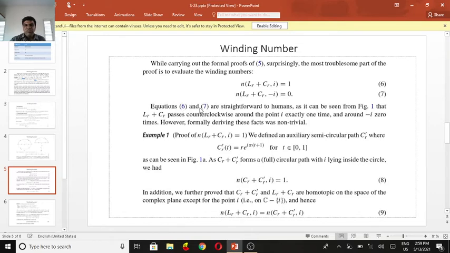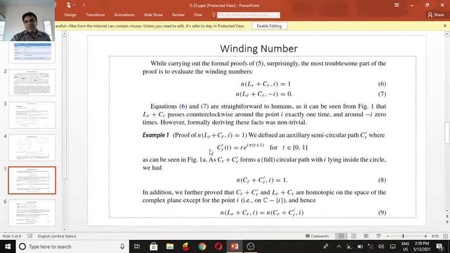So equations 1, 6 and 7 are straightforward to humans. As can be seen from figure 1, in the previous figure, LR and CR pass counterclockwise around the point i exactly one time, and around minus i 0 times. However, the formal derivation of this fact is non-trivial. These are the basic winding numbers: the number of line crossings and circular crossings of the path.